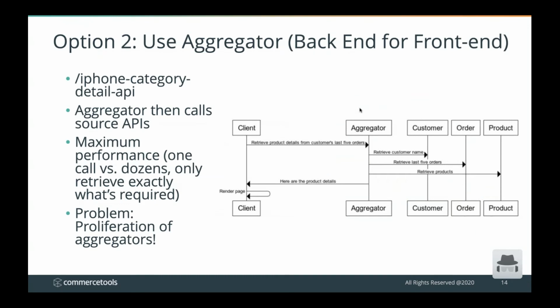How many solve this is they use a backend for a front end, or an aggregator pattern. And there you basically build a microservice, and all that service does is it exposes one view of one bit of data for a specific client. So you might have an iPhone category detail API, right? And all that one does is call all of the appropriate APIs, and it does all of the filtering and retrieving of data, but it does it from within the data center.